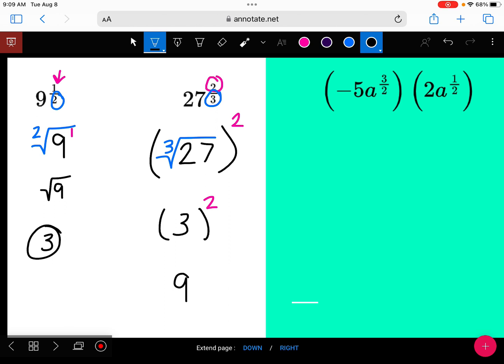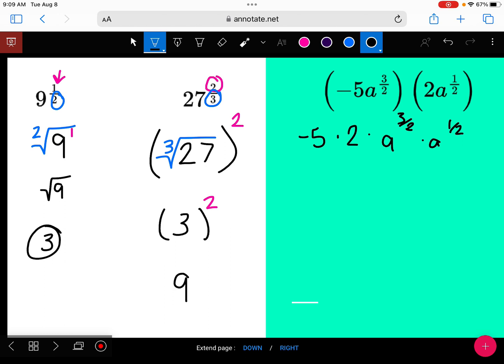So I have 2 things in parentheses. They're being multiplied together. If it helps, put your numbers and your letters together in a way that makes sense to you. Because you could rewrite this as -5 times 2 times a to the 3/2. Oh, so that's bad. Times a to the 1/2. If it helps you to rewrite it with your numbers together and your letters together, that's valid. You don't have to, but you can. But it makes it easy to see what's going on.